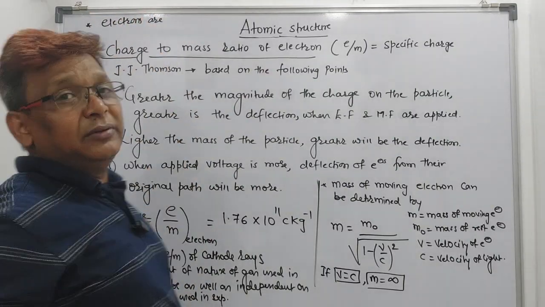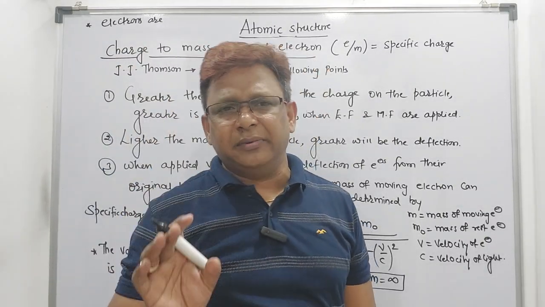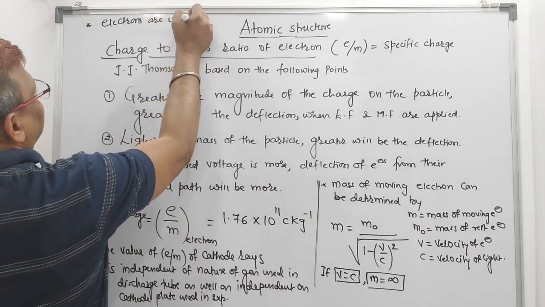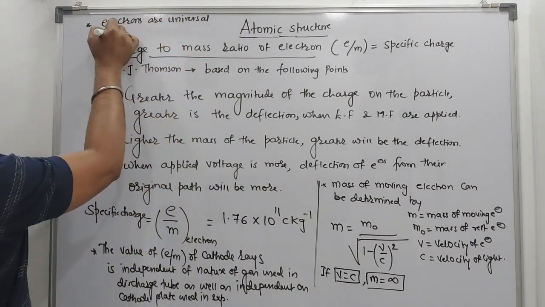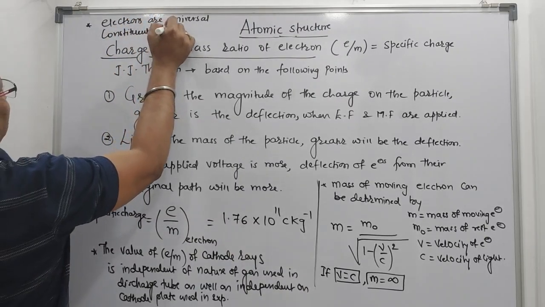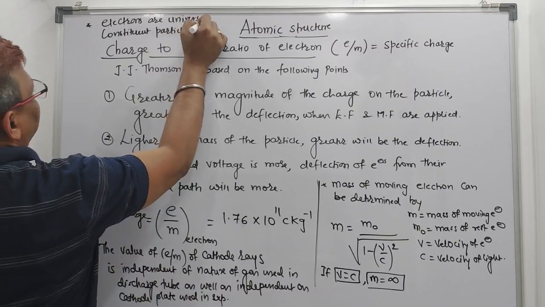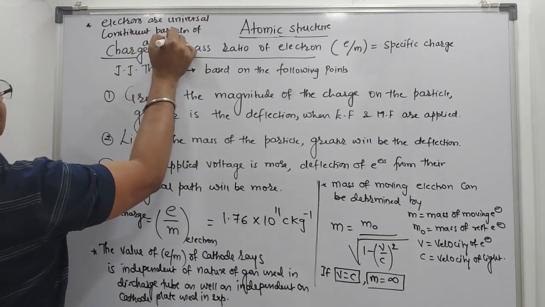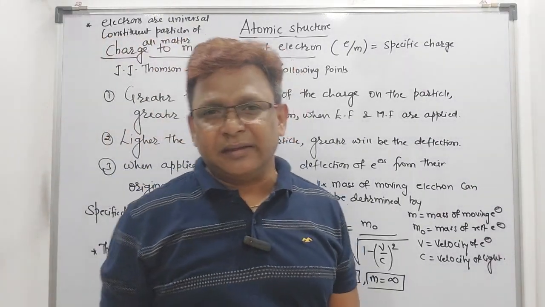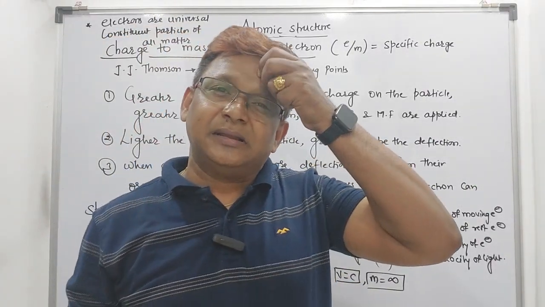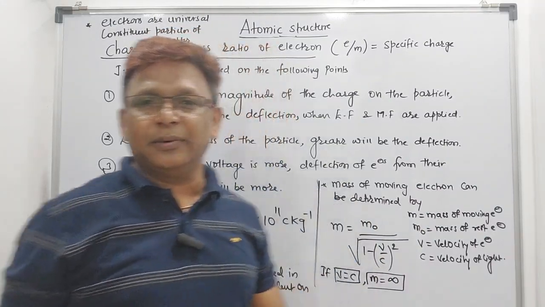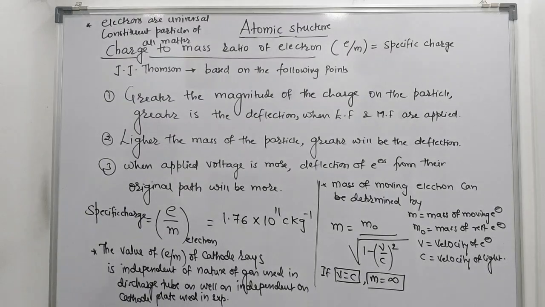Electrons are universal constituent particles of all matter. It means it is present in every atom. In every matter there is an element, every element has atoms, and every atom has an electron. Means electron is present in every atom. Is it clear, beta? Take a screenshot of this one.